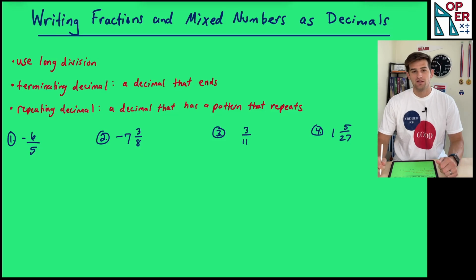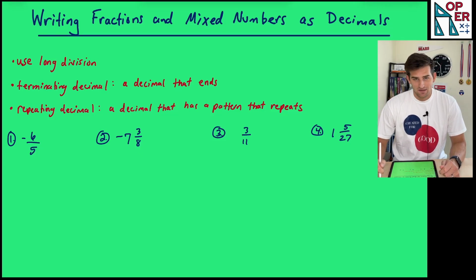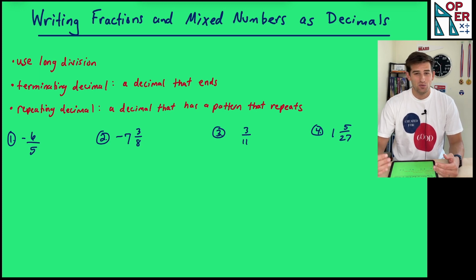Hello everyone, in this video we're going to talk about how we can write fractions and mixed numbers as decimals. So we're going to do this by using long division, so hopefully you've learned that at some point in your mathematical journey. For a terminating decimal, we have a decimal that ends, right?